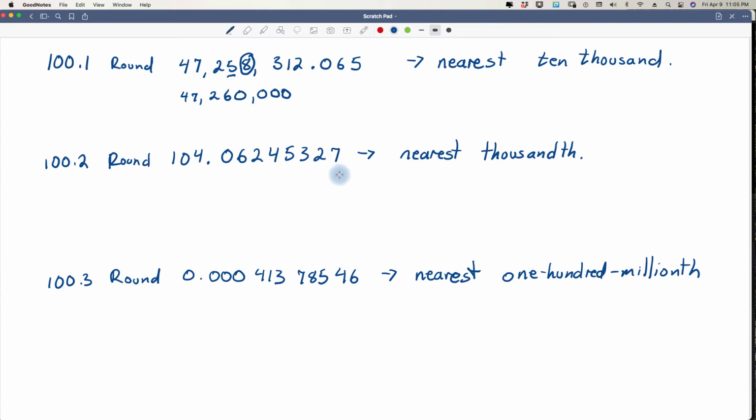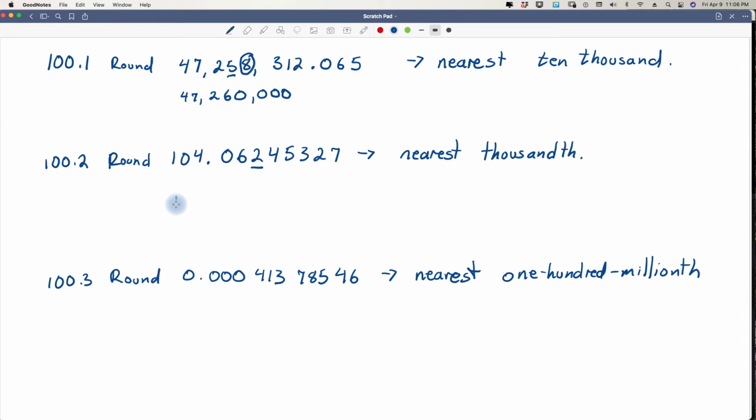So now example 100.2 says to round 104.06245,327 to the nearest thousandth. So first we have to identify the thousandth place. And that's pretty simple. You have your 10th, hundredth, thousandth. So the 2 is the thousandth place. It's hard to say. So we look at the number to the right of it. It's a 4. Can we increase 2 by 1? No, because this is less than 5.